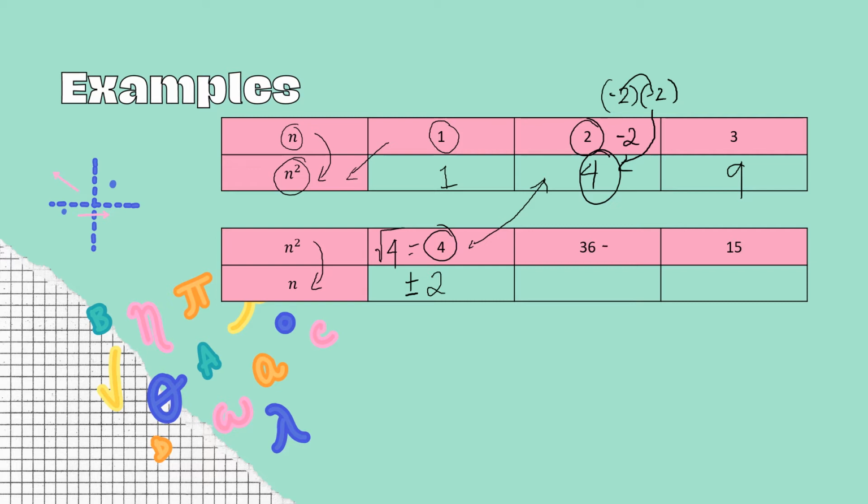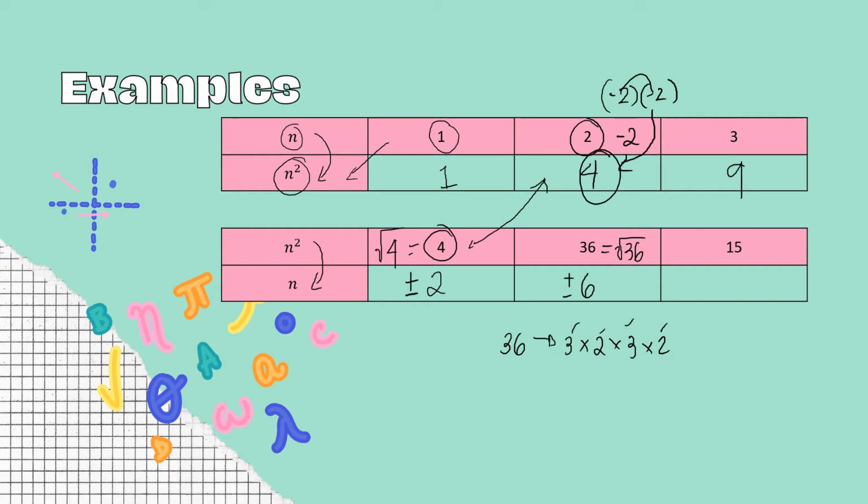Next one, 36. So what is the square root of 36? If you know the square root of 36 already, just by seeing it, it would be 6. So you have positive, negative 6. But if you don't know, you can factor out 36. So 36 is 3 times 2 times 3 times 2. So you just have to find two numbers that are the same. So 3 and 3 are the same, and 2 and 2 are the same.